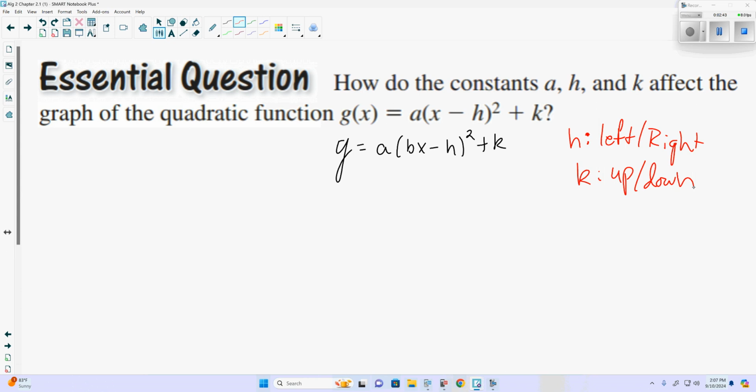H is left or right, and if we look at the graph, especially mainly the equation, it's the opposite of what we think. Because if it's x plus 3, it's actually moving to the left 3. If it's x minus 3, it's moving to the right 3. Opposite of what we think. Up and down is nice, because if it's plus 7, it's moving it up 7. If it's minus 9, it's moving it down 9. Up and down is exactly what we think.